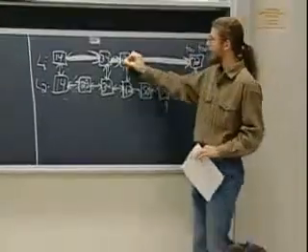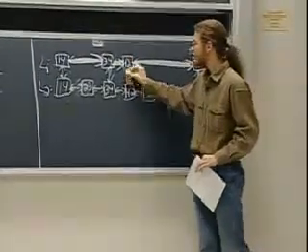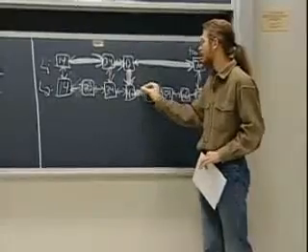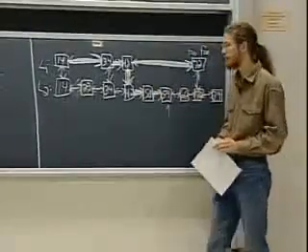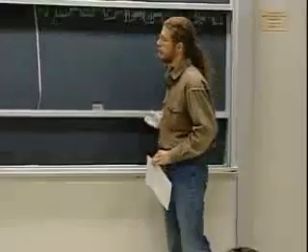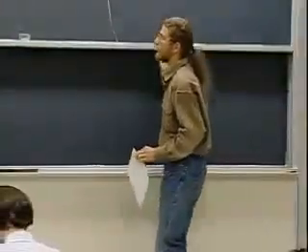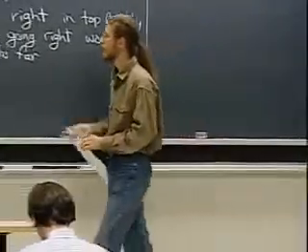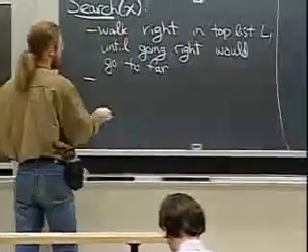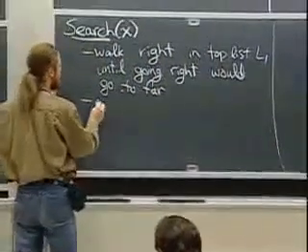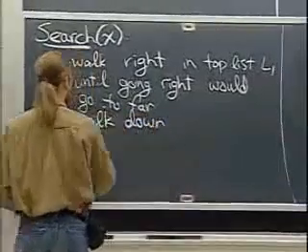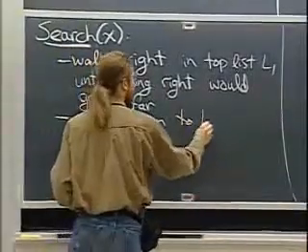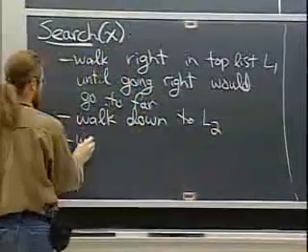So I go back to where I just was, then I go down, and then I keep going right until I find the element that I want or discover that it's not in the bottom list, because the bottom list has everyone. So that's the algorithm. Stop when going right would go too far, and you discover that with a comparison. Then you walk down to L2, and then you walk right in L2.